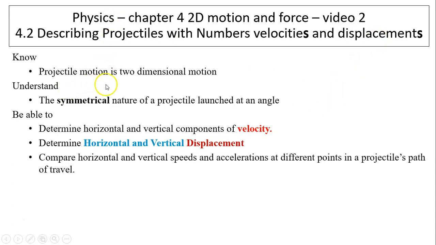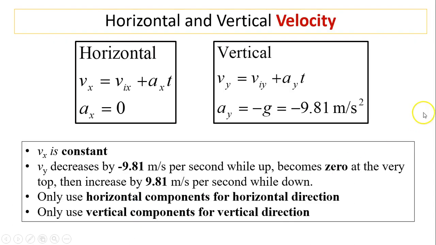The objectives are to know projectile motion is two-dimensional motion, understand the symmetrical nature of a projectile launched at an angle, be able to determine the horizontal and vertical components of velocity, and be able to determine horizontal and vertical displacements, and compare horizontal and vertical speed and acceleration at different points in a projectile's path of travel.